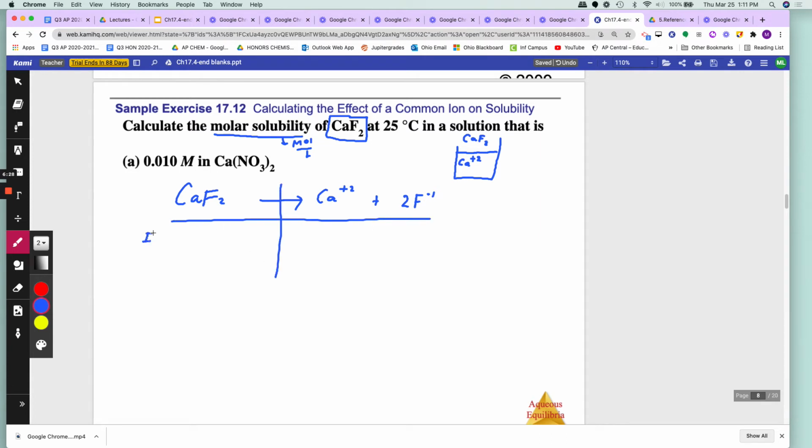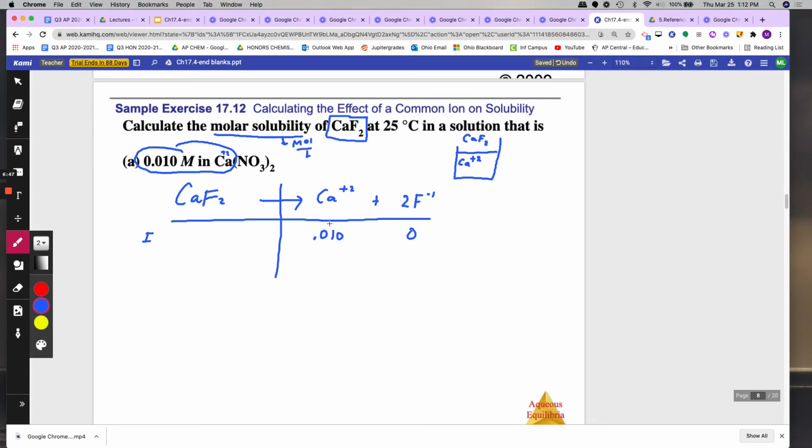So initially, what do you have in the beaker already? Well, it says there's 0.01 molar of calcium plus 2, right? So I'm going to put that here. There's already that in there, but there's none of this. Okay? So how much of this will go to the right, will dissolve?